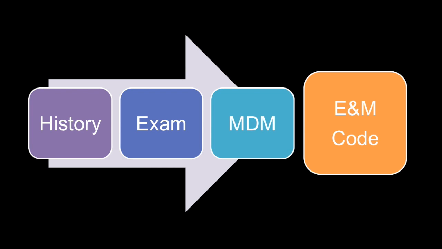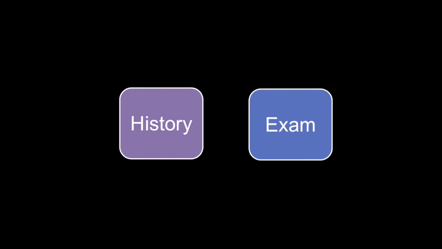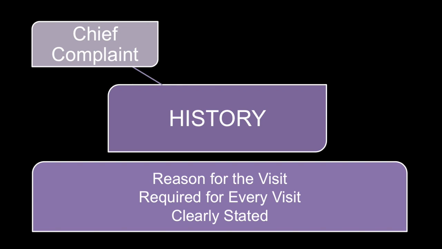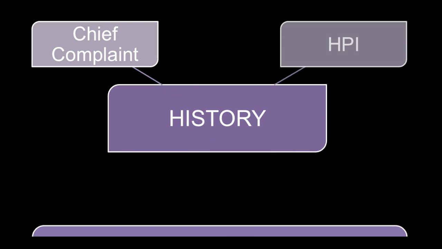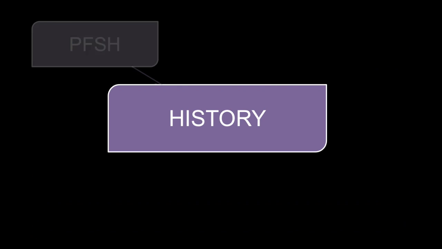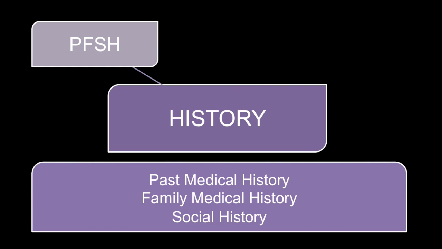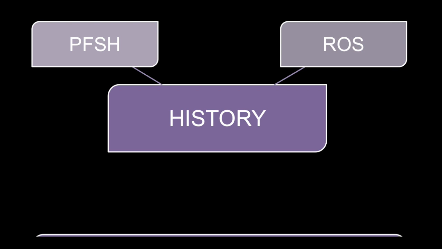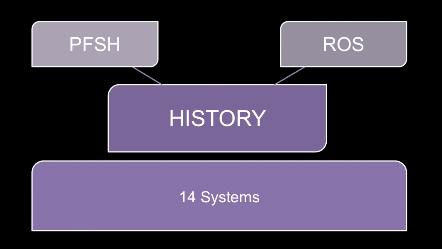As physicians, history and examination are items with which you're familiar, so let's start there. History begins with the chief complaint, which is the reason for the visit, is required for every visit, and should be clearly stated. Neglecting to include the chief complaint will result in a denial of payment. History is then broken into three subcategories: interim history or history of present illness, which is composed of 8 elements, past, family, and social history, as well as review of systems, which contains 14 systems. 1 point is assigned for each section and negatives are admissible. Reference your E&M guide for a detailed understanding of the ranking.